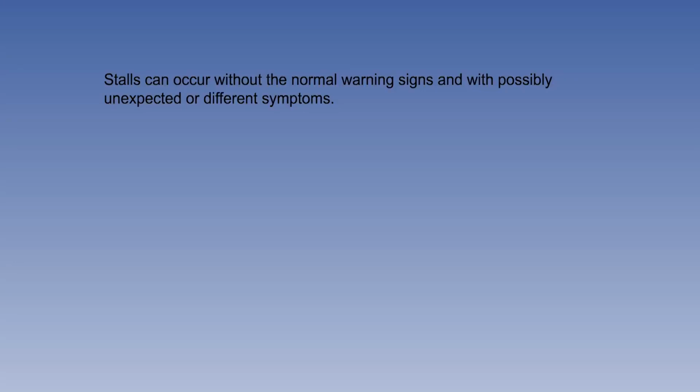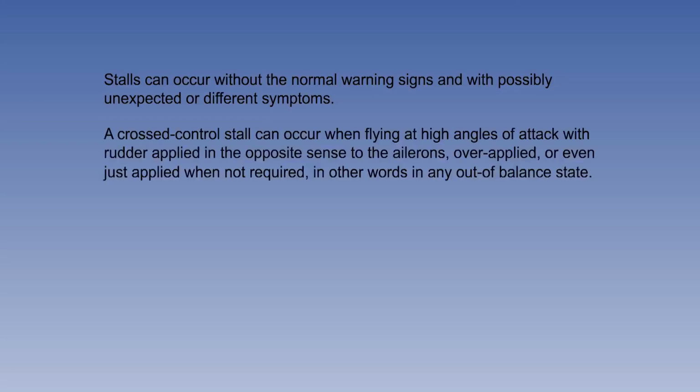There are some circumstances under which stalls can occur without the normal warning signs, and with possibly unexpected or different symptoms from a straightforward simple stall. A crossed control stall can occur when flying at high angles of attack with rudder applied in the opposite sense to the ailerons, over-applied, or even just applied when not required. In other words, in any out-of-balance state.